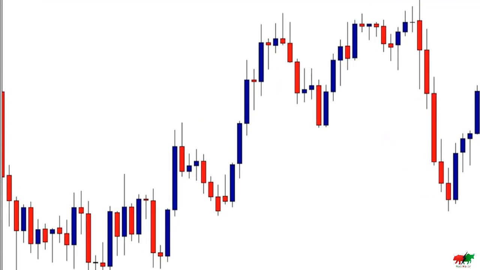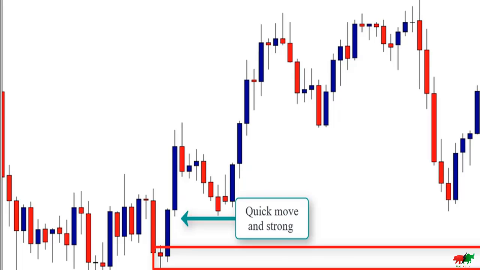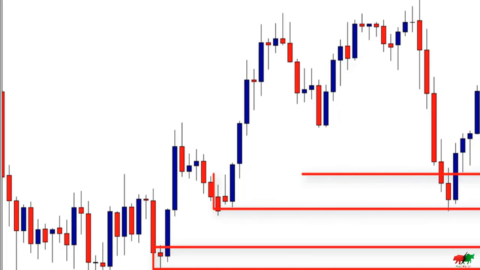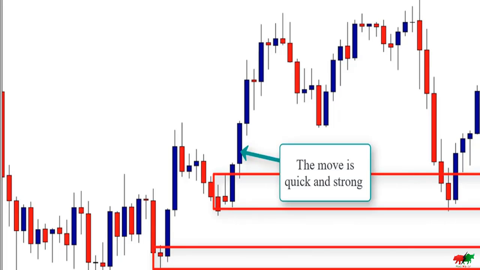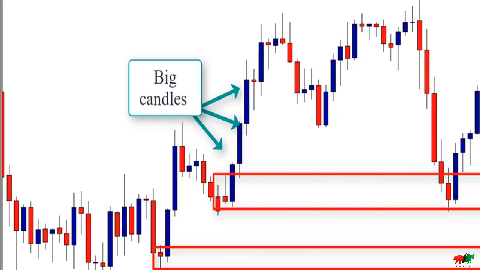This is the first demand zone. The basic candle is a pin bar. To draw the zone, you draw the proximal line at the nose and the distal line at the lower shadow. The move is quick and strong, which indicates the strength of the move, and the zone is fresh because it has not yet been tested. Look at the second demand zone. The move is quick and strong. The candle size is big. The zone is fresh because it has not yet been tested.